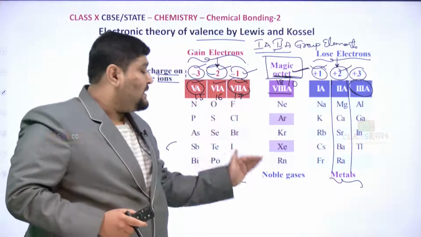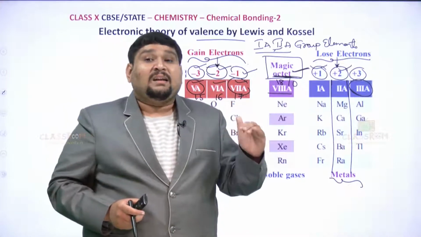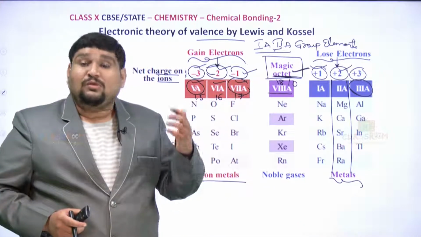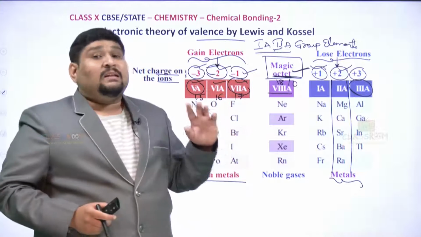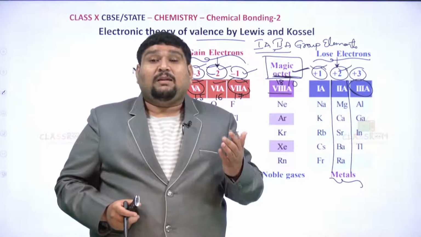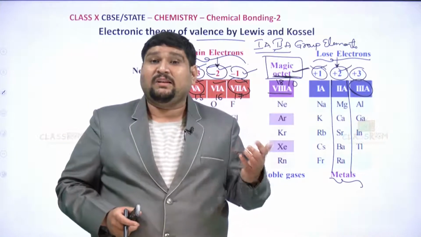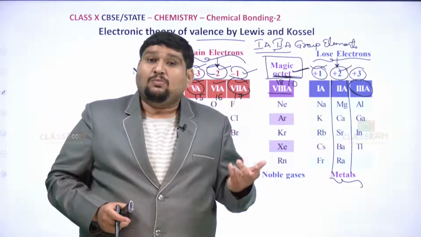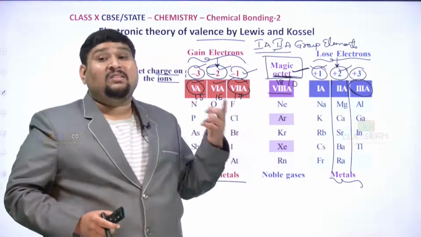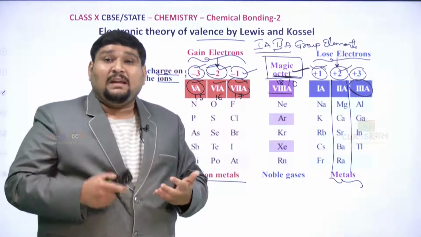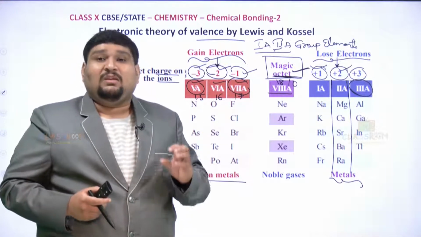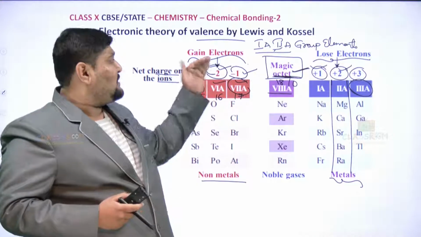But in the case of noble gases, we find their valence electrons are already filled with 8 electrons in their outermost shell or orbit, and that's the reason we say that this group has no available valence electrons. That's why we call it the 0 group, noble gases or inert gases, and a magic octet. Without losing or gaining electrons, they themselves have 8 valence electrons in their outermost shell or orbit.